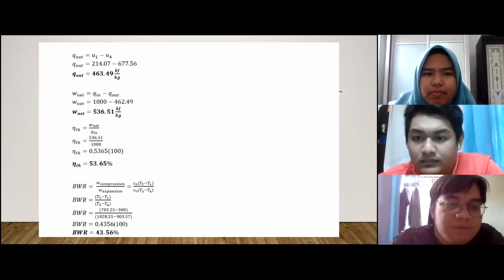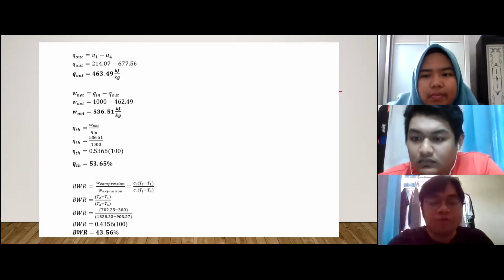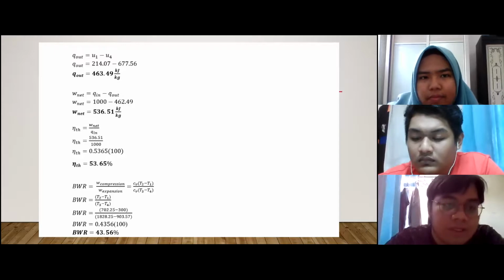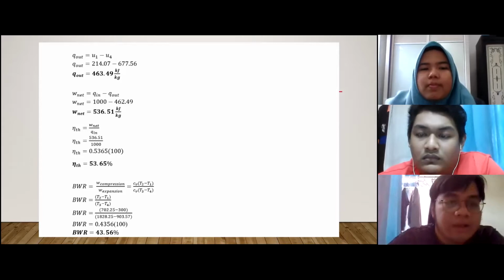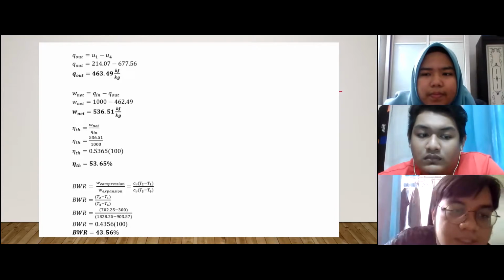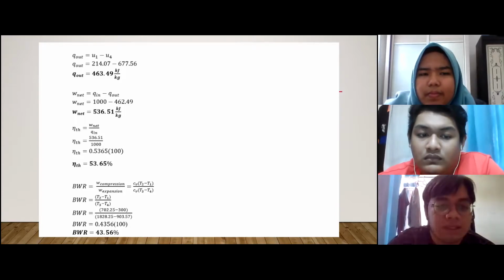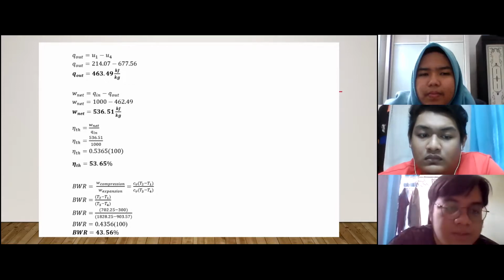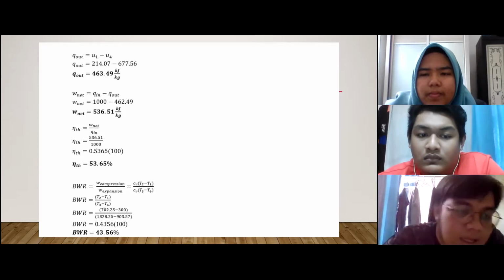Okay. So from the above, we get U1 and U4. U1 you get from the table, and U4 from the calculation. So we just put the value into the formula, and we get Q out equals 463.49 kilojoule per kilogram. And we assume Q in equals 1000, and we just put in the Q out value from above, and we get W net equals 536.51. So we get the W net.